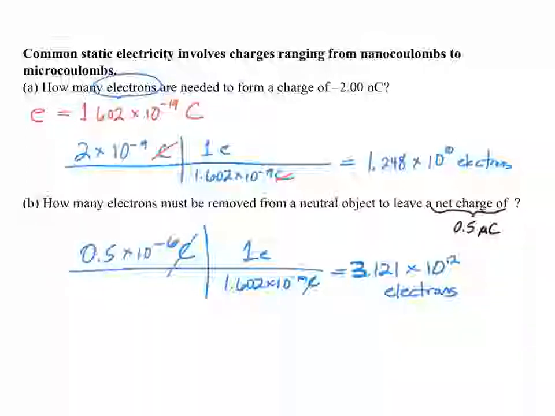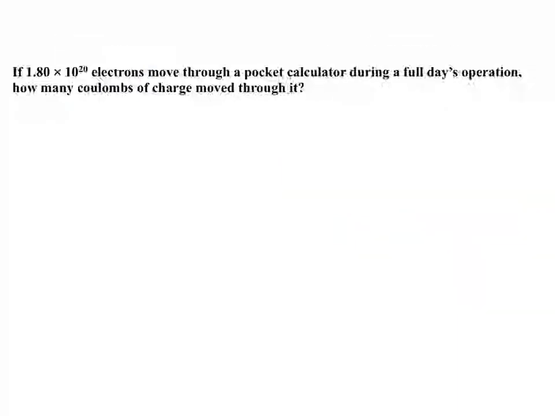So these are just really conversions. There's no formula here. It's just knowing how to convert quantities from one unit to another, because there's only so many coulombs per electron and vice versa. So relatively simple problem. Moving on.